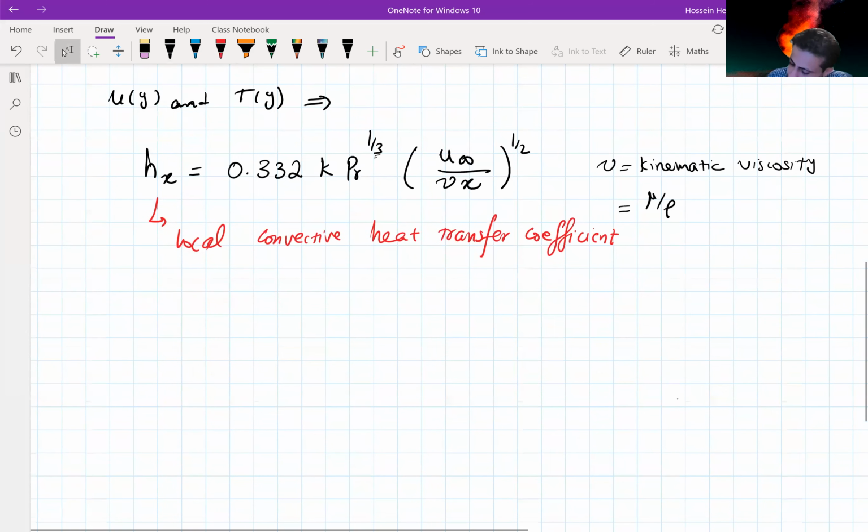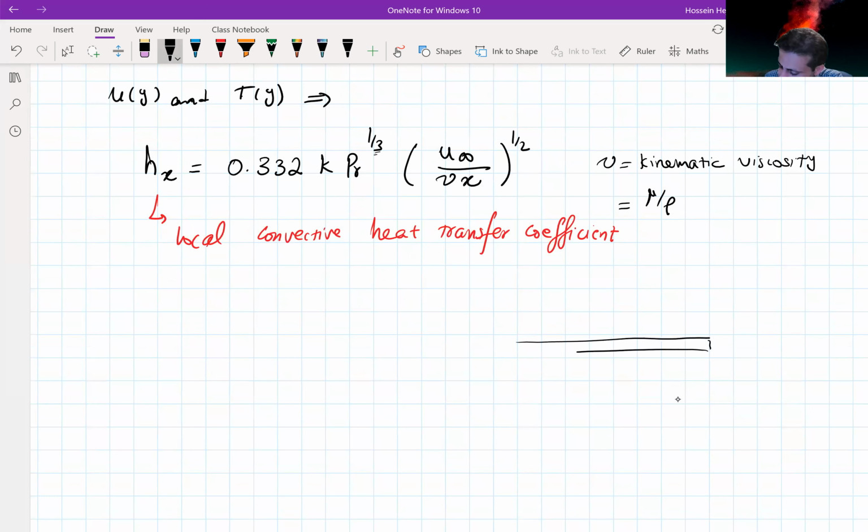So if we are looking at this flat plate here, and assuming that x starts from here, then we consider a small element and evaluate hx at any location x. So it's a function of space and changes along the length of the plate. Now, if we look at the Nusselt number, it is going to be a function of x as well. It's going to be hx x divided by k. That's the local Nusselt number.